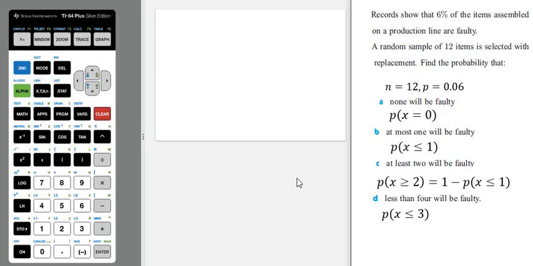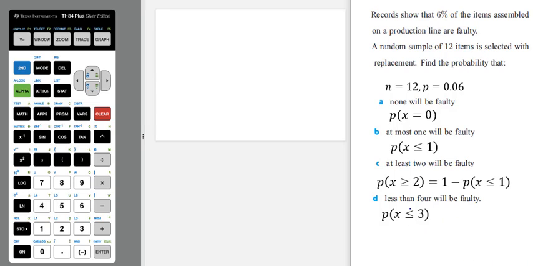This video is about how to use a graphing calculator to do binomial distribution. Look at the example. Records show that 6% of the items sampled on a production line are faulty. A random sample of 12 items is selected with replacement. Find the probability that A, none will be faulty.